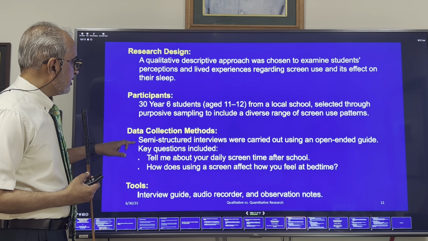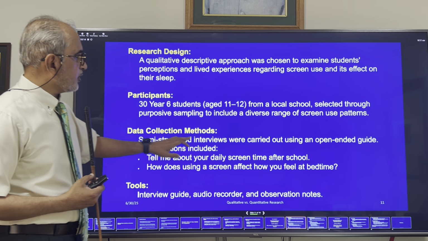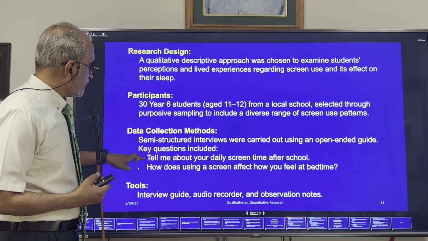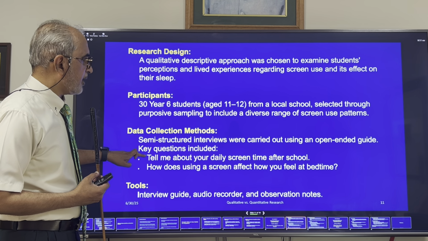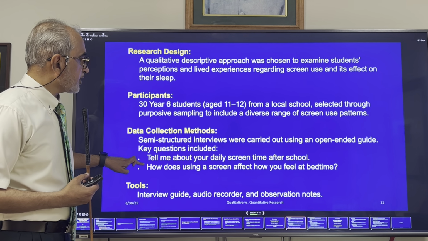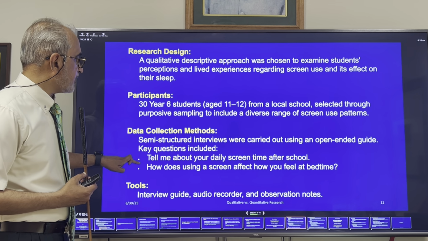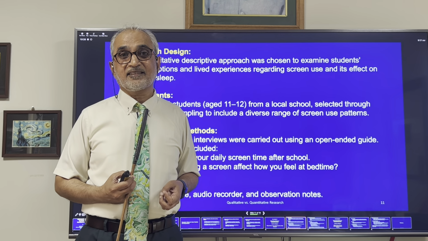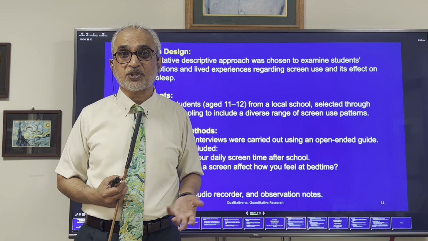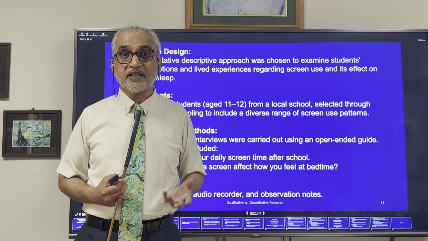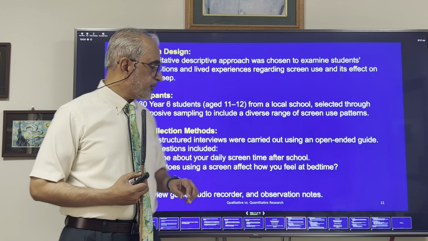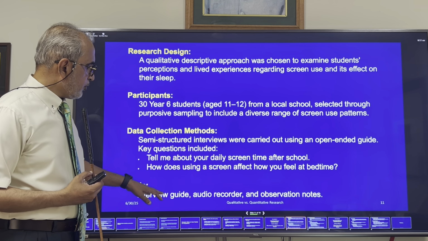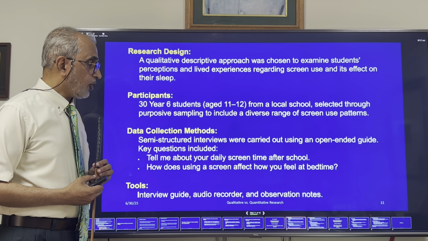Data collection method: semi-structured interviews were carried out using an open-ended guide. Key questions included: tell me about your daily screen time after school. How does using a screen affect how you feel at bedtime? Now the answers to these are in the form of sentences. These are the feelings, these are the emotions, these are the opinions. That is why it is qualitative research. Tools used to get this data were interview guides, audio recording and observation notes.